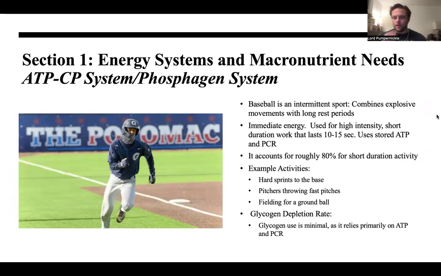It uses ATP and PCR. It accounts for roughly 80% of short duration activity. Some activities in baseball that use this system include, I hit a ball and I'm running from home to first. So those types of base running, also pitchers throwing fast pitches, in the 80 to 100 mile per hour range, and fielding a ground ball.